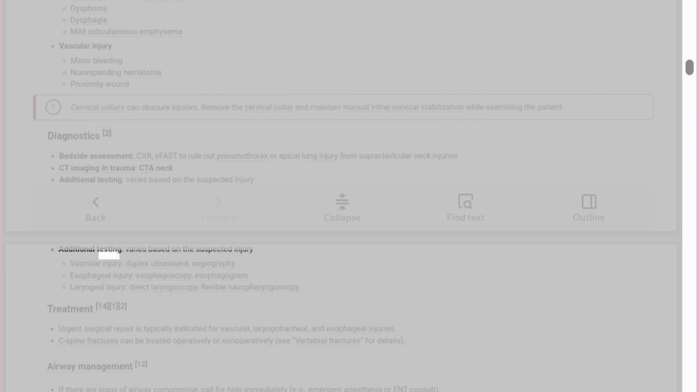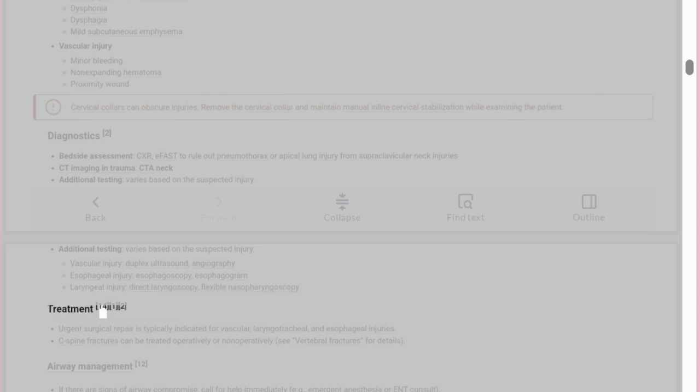Additional testing varies based on the suspected injury. Vascular injury: duplex ultrasound, angiography. Esophageal injury: esophagoscopy, esophagogram. Laryngeal injury: direct laryngoscopy, flexible nasopharyngoscopy.